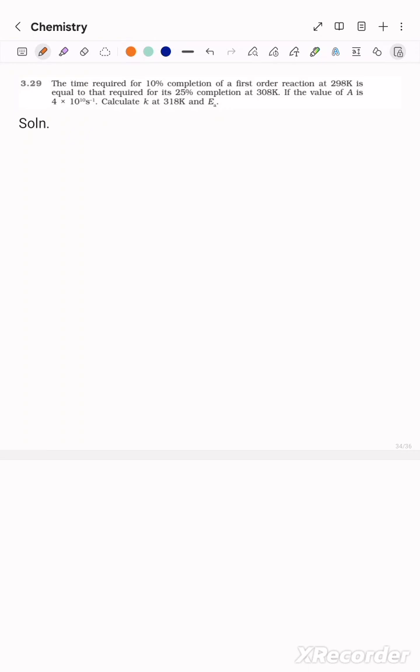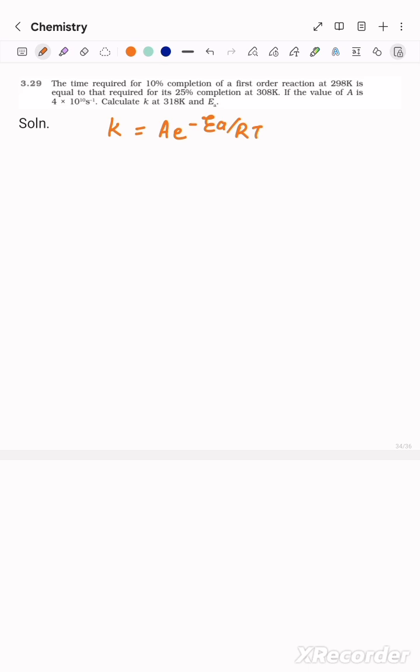here the Arrhenius equation is applied due to the A value. So first we write what the Arrhenius equation is. K is equal to A e to the power minus EA by RT. So this is the Arrhenius equation.